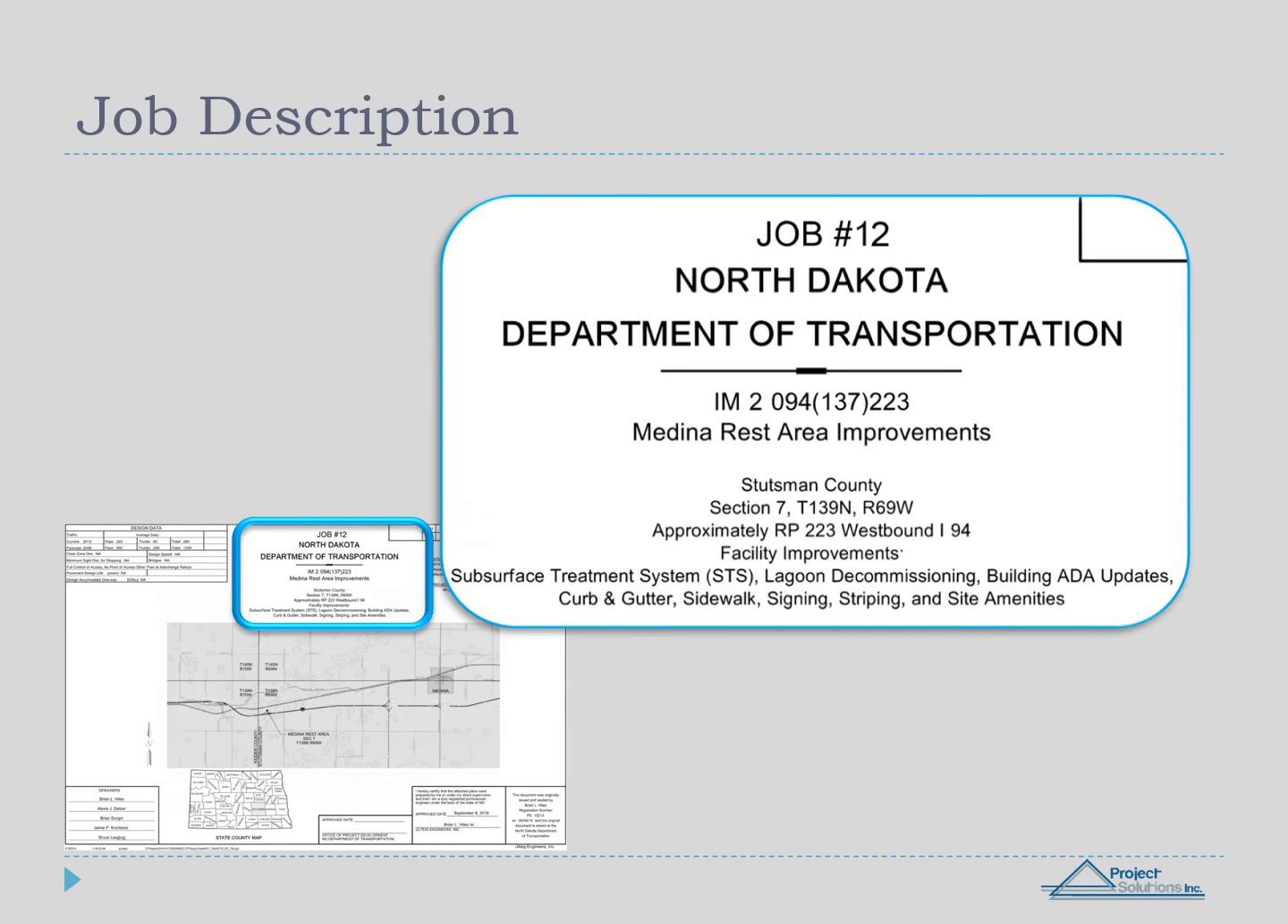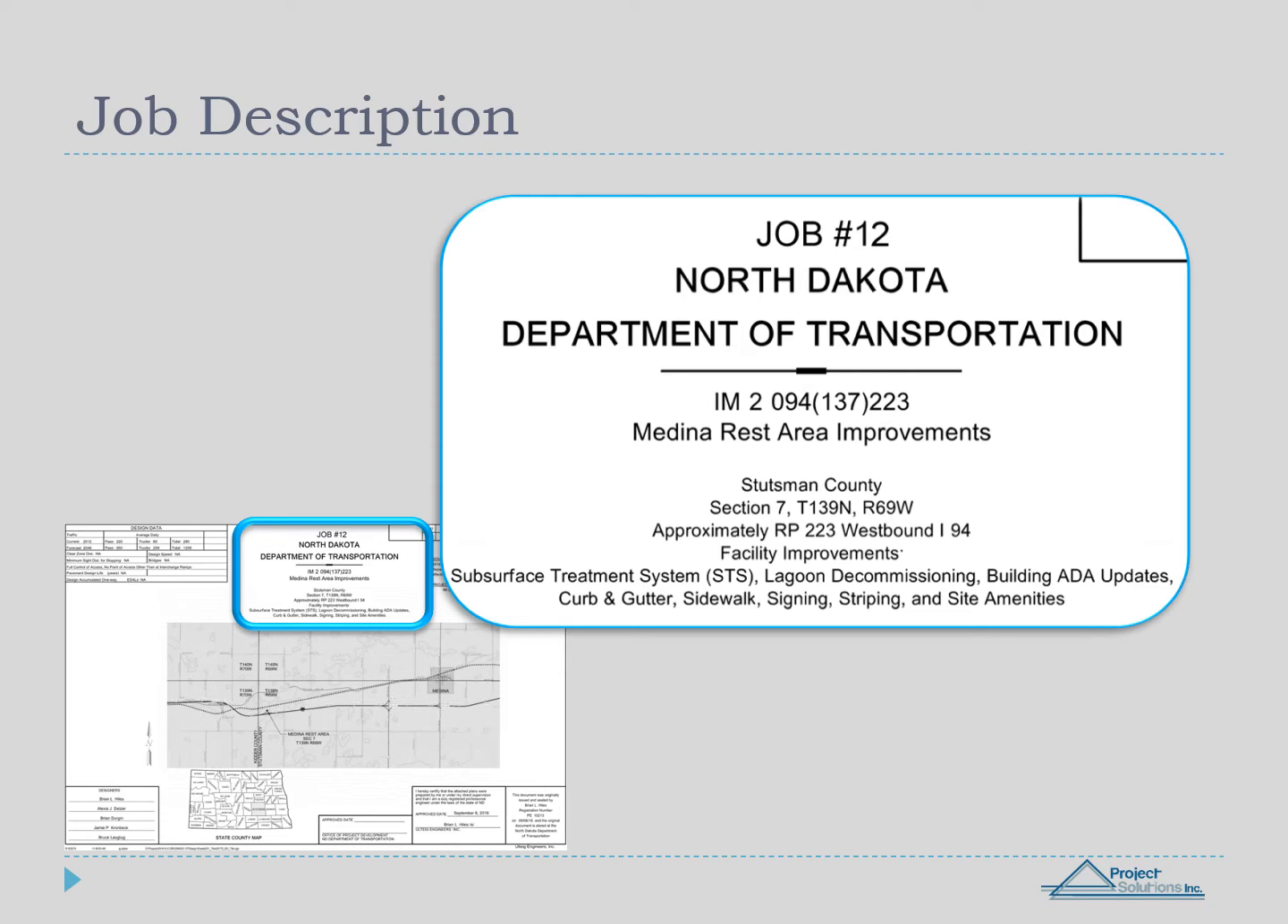The job description is located in the top middle of the sheet. You can see that it has a job number that is associated with the project. It lists who the project is for, and in this case it is for the North Dakota Department of Transportation. Below is a brief description of what the job will be. Here, a rest area in Medina will have improvements done.